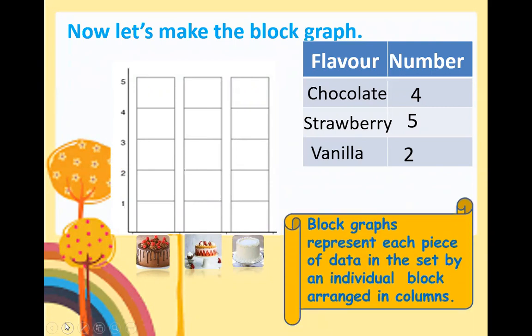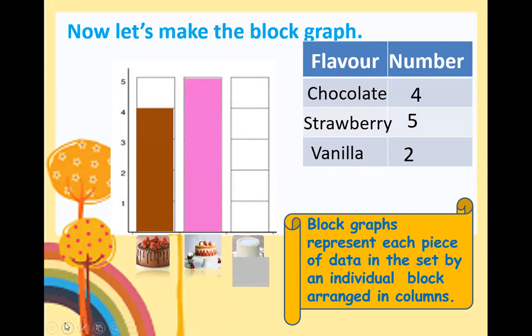Block graphs represent each piece of data in the set by an individual block arranged in columns. So chocolate is 4. We have to shade 4 parts, and strawberry we have to shade 5 parts, and vanilla we need to shade 2 parts.